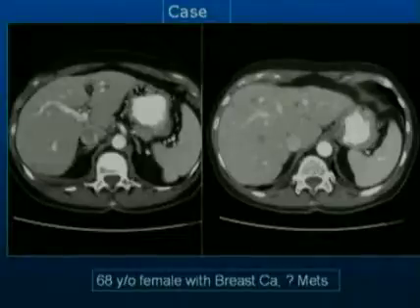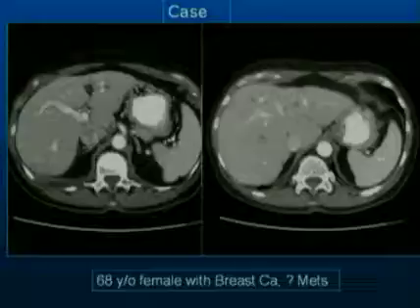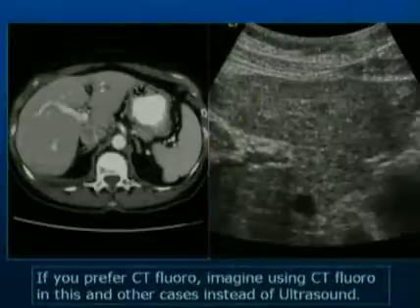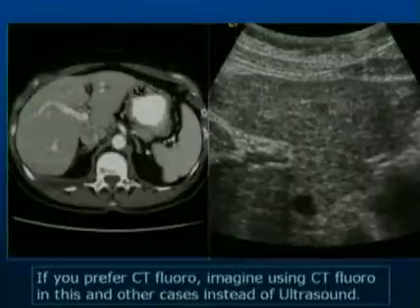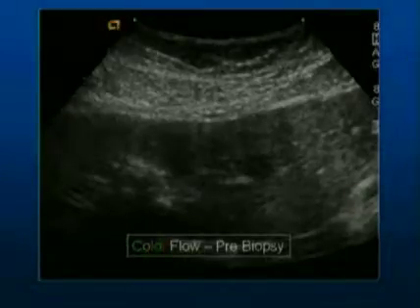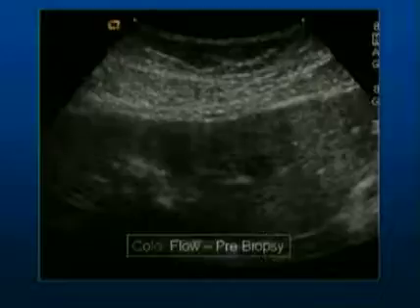68-year-old female with breast cancer, question METs. In this case, you can see that there's a very small lesion in the left lobe of the liver. There's a couple of them. We could see these under ultrasound as we see here, but these are less than 1 centimeter. In each of these cases, imagine you could do them under CT fluoro, but it may be very difficult to see. And in this case, I'm going to do this under ultrasound.